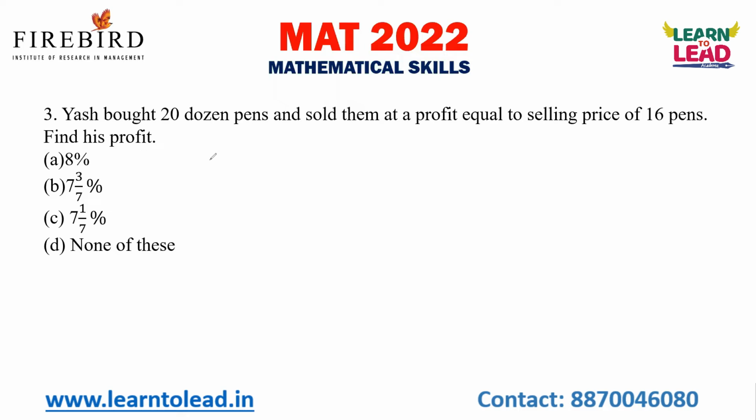See, he bought 20 dozen pens. So 1 dozen, I know, is 12. And if it is 20 dozen pens, it is nothing but 20 into 12. 20 into 12, 240 is the answer. And sold them at a profit equal to the selling price of 16 pens, right?